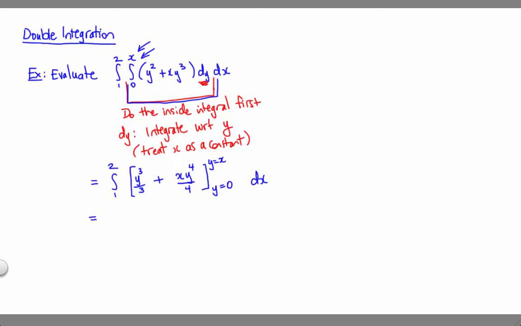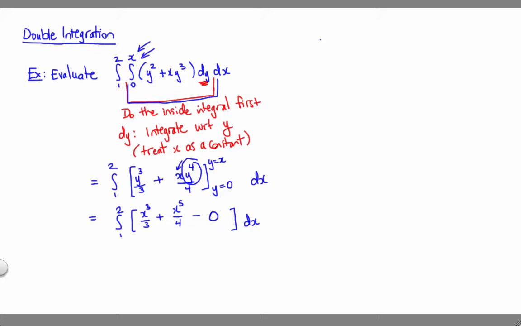Okay, so let's try our evaluation step. We're going to keep that outside integral on there, we're going to keep the dx on there, and we're just going to work inside that integral. Let's start by subbing in y equals x. As we sub in, we'd get x cubed over 3 plus, subbing y equals x into the second term, x to the 4th times another copy of x, so x to the 5th over 4. Then we need to subtract off what happens when we plug in y equals 0. Both those terms would become 0, so I'm just going to write minus 0.